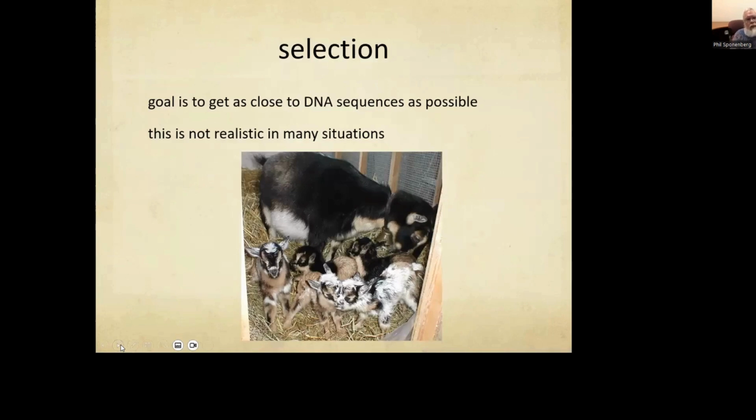And what we're going to talk about is various aspects of reproduction in goats, and then basically how we can select for the level of reproduction that we need. And that's not going to be the same for everybody. And so you're going to have to think about your system, your goals, and what the ideal goat is. And with selection, the goal is to get as close to the DNA sequences as you can.